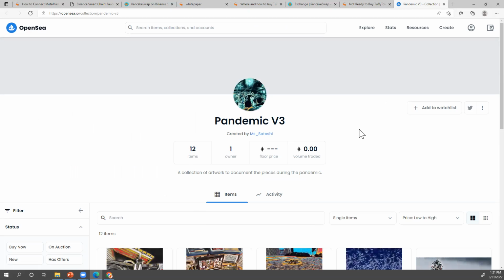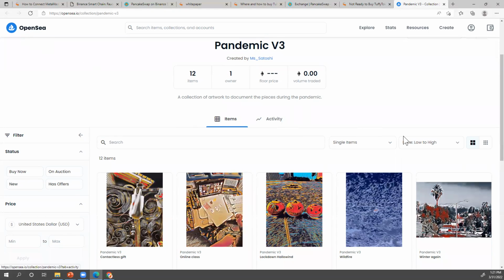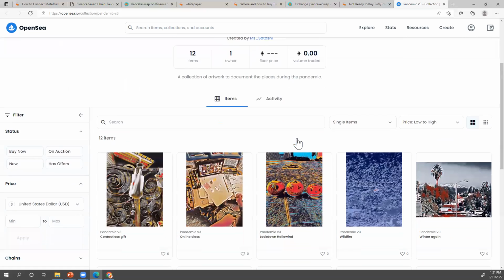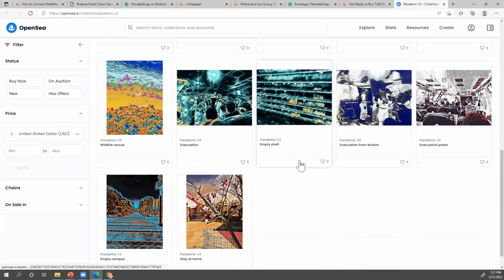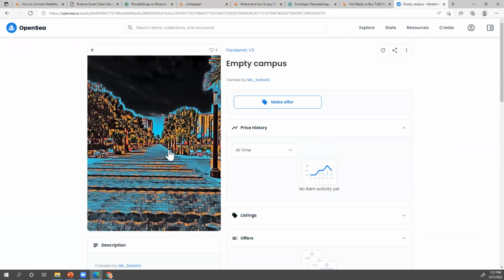So here is the collection that I created and listed on OpenSea. You can also create your own NFTs. I'm not an artist, so I just randomly created some images and listed them over here. This one is actually our CSUF campus. During the lockdown, there was nobody on the campus, so I created this piece of work in memory of the pandemic.